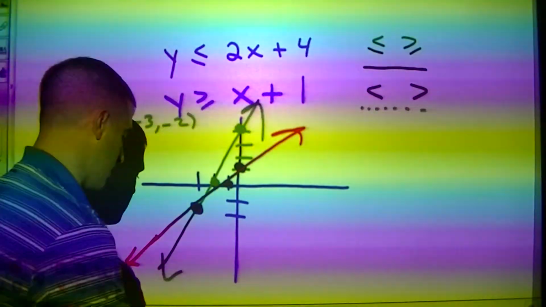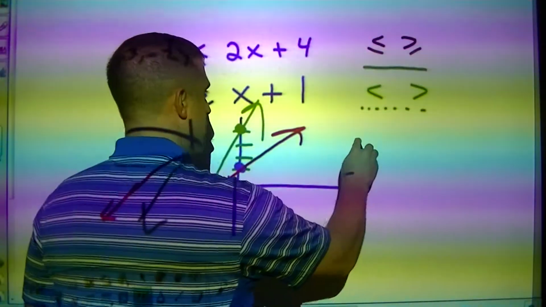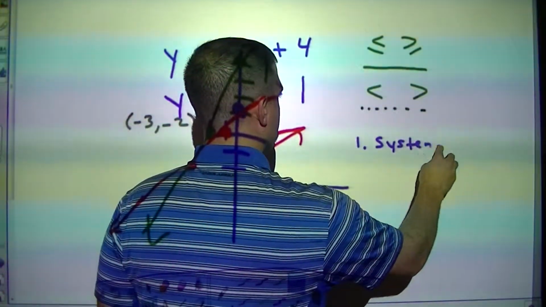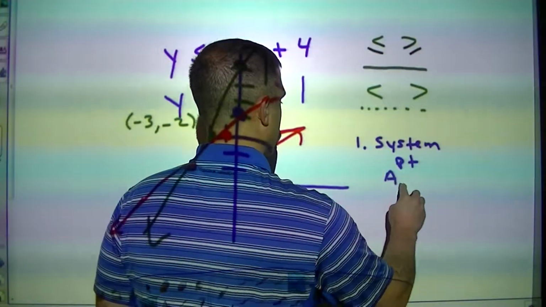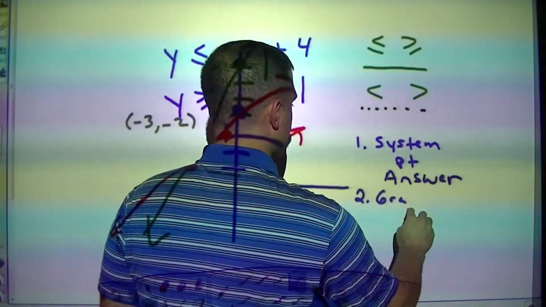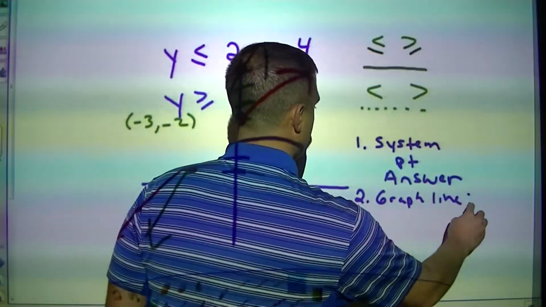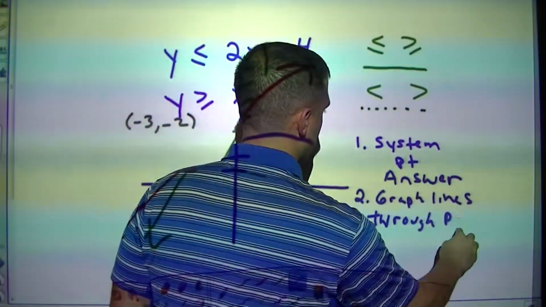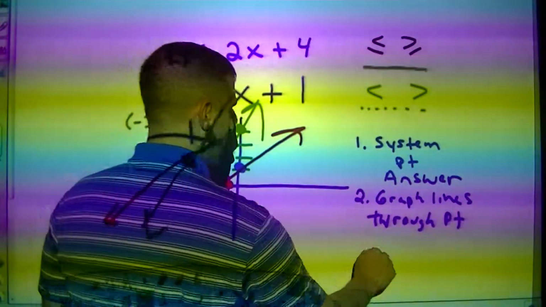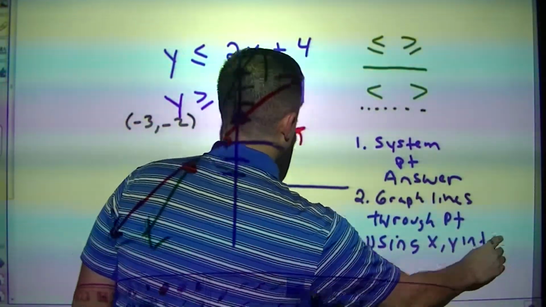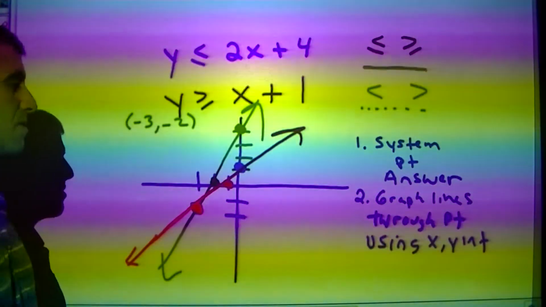So step 1 was to find the system answer, the system point answer. Step 2, I'm going to graph the lines through the point, using x and y intercepts. For this one you can use the calculator, for the other one you can solve.